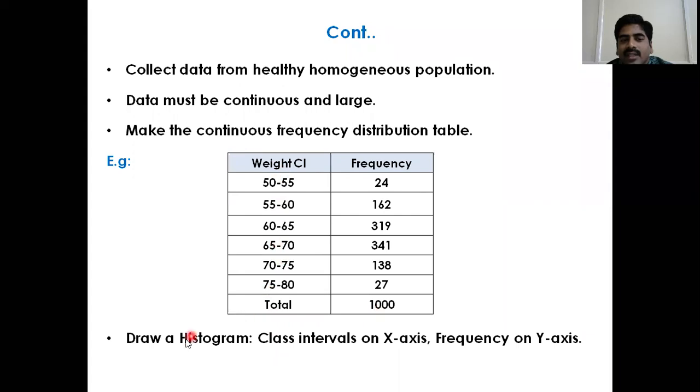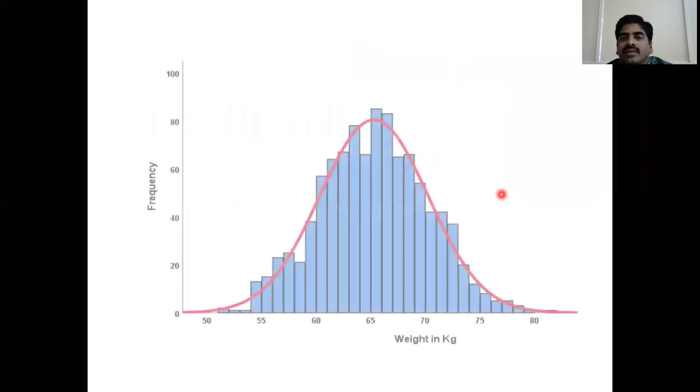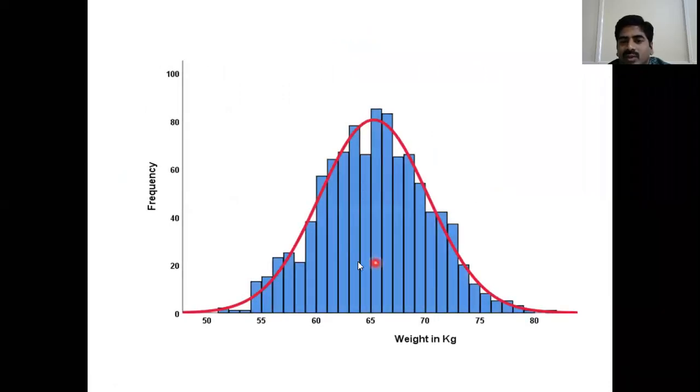So next you have to draw a histogram. You have to take class intervals on the x-axis, and on the y-axis you have to take the frequency. Okay, we will see how the graph will look. See, this is the graph. This is the histogram. These bars are called the histogram.